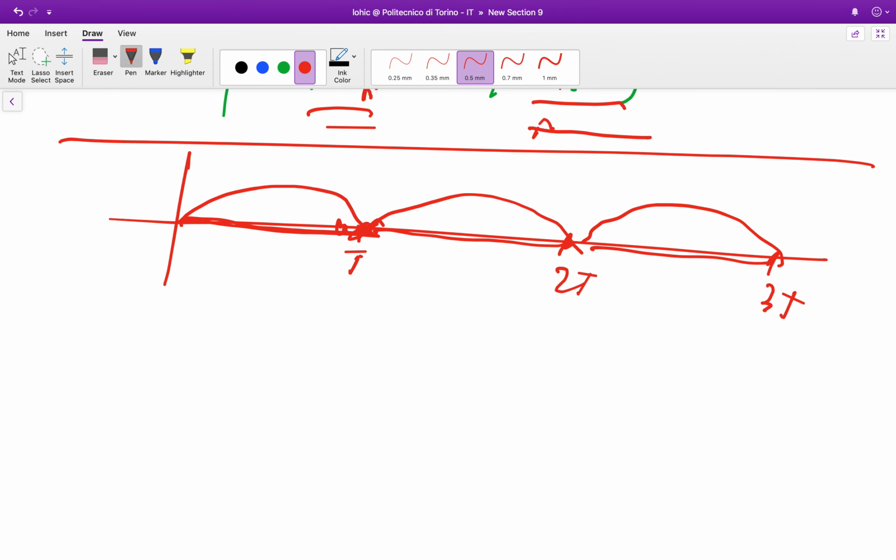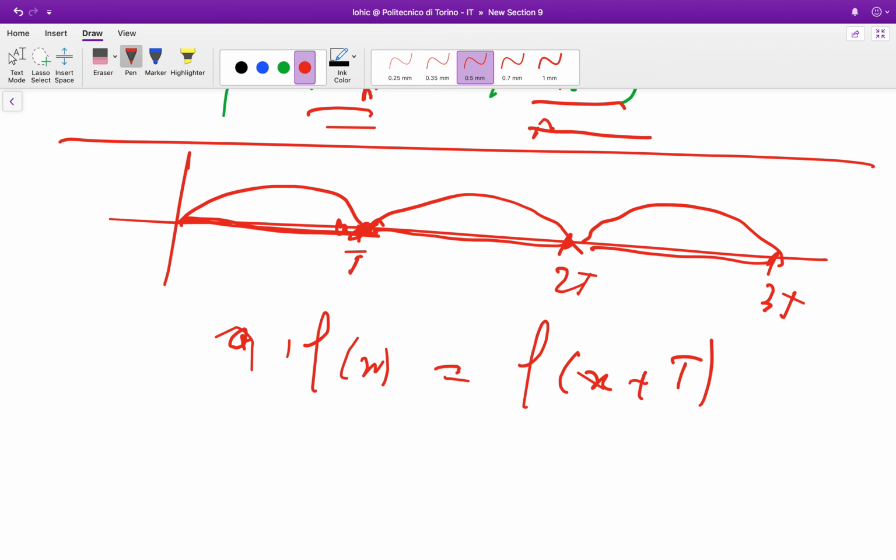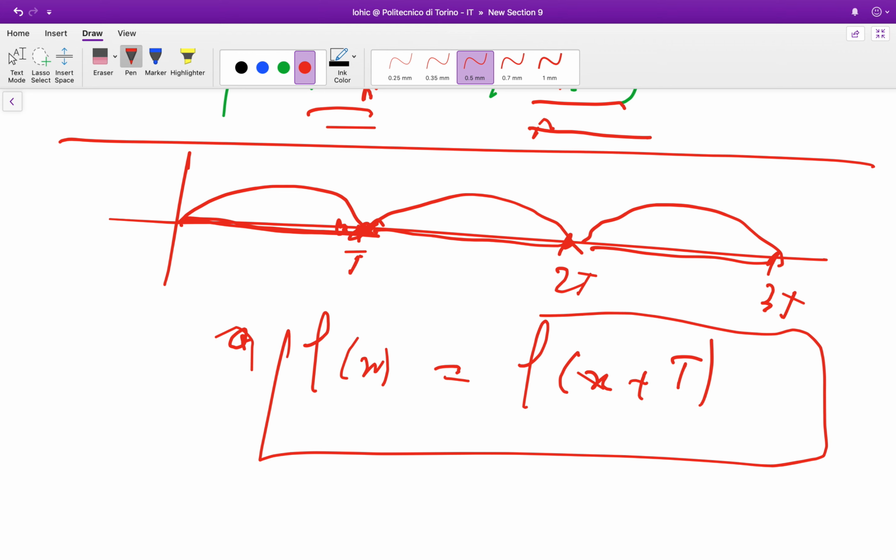In that case the function f of x will be equal to what happens at x plus t. So this is what we call the definition of a periodic function. We say that f is periodic with period t if what happens at x is the same thing that happens at x plus t. Is that clear?